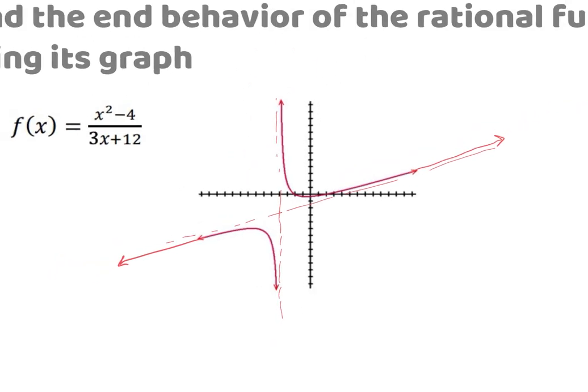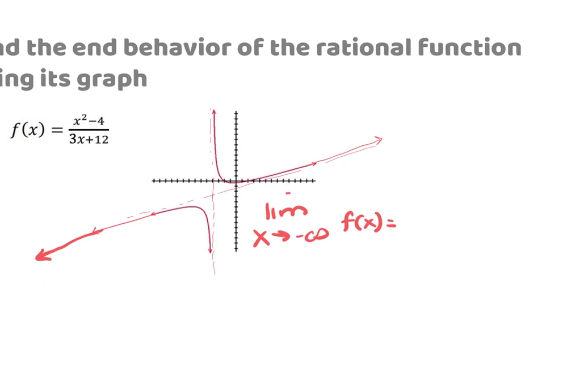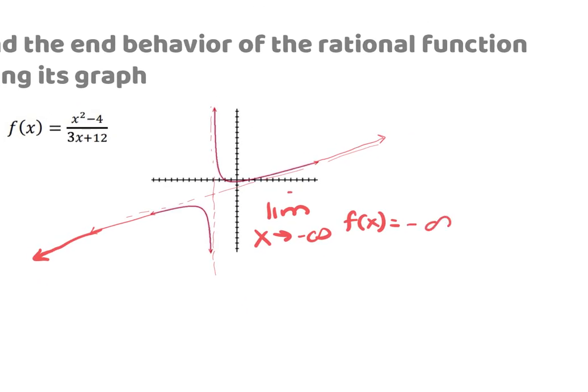So let's start with the left-hand side. What's happening to those y values? As it keeps going and keeps going and keeps going, what's going to keep happening? They keep decreasing. So what's happening to the f of x? It's going to be decreasing forever and ever. Negative infinity.